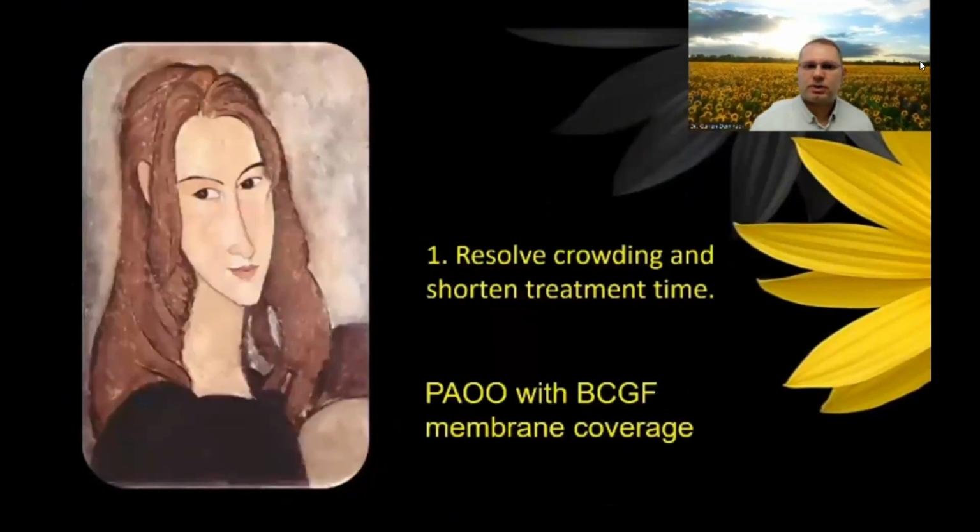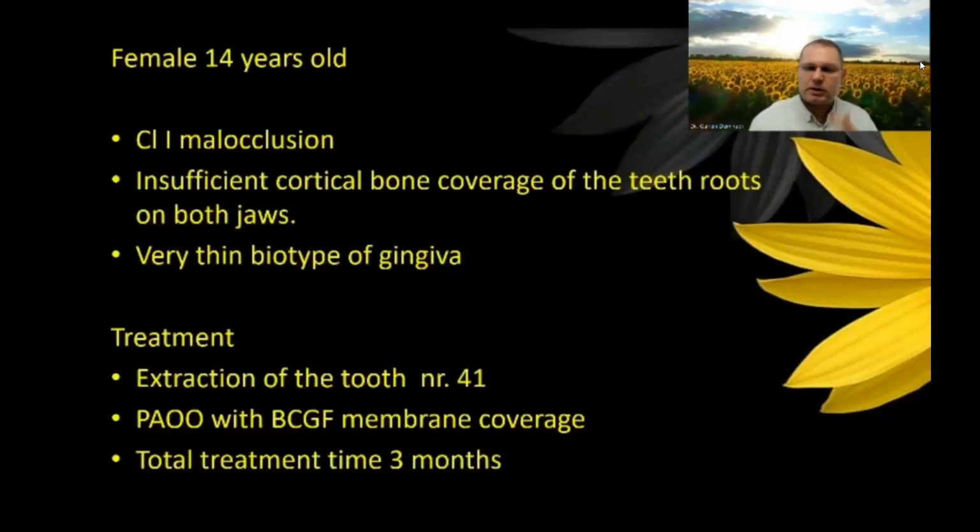So let's start with some clinical cases, resolving crowding and shortened treatment time, corticotomy with BCGF membrane coverage. The patient is young, 14 years old, female, class 1 malocclusion, insufficient cortical bone coverage to the teeth roots on both jaws, with very thin biotype of gingiva. The treatment proposed was extraction of 41, because it was really out of the arch, and there was no place to recreate that and to put it inside the arch. Periodontally accelerated osteogenic orthodontics was used with blood concentrated growth factor membrane coverage, and the treatment time was a total of 3 months. In young ages, this is what you get with our type of approach.